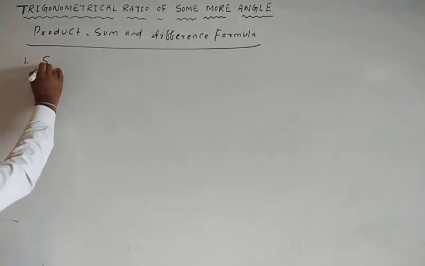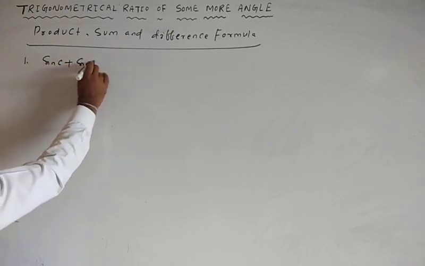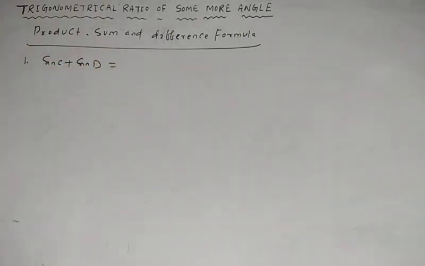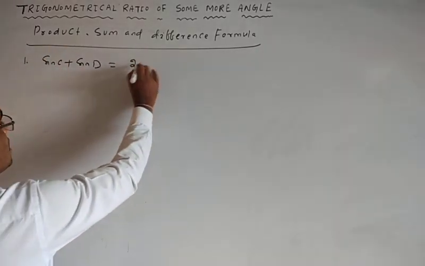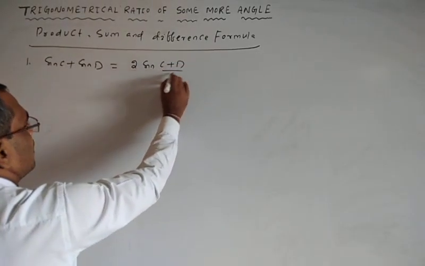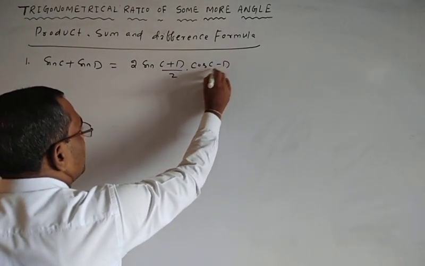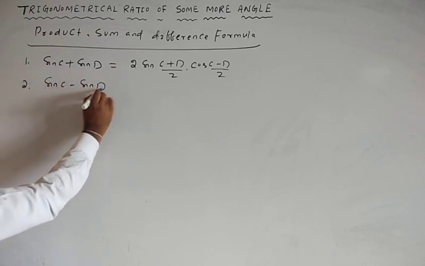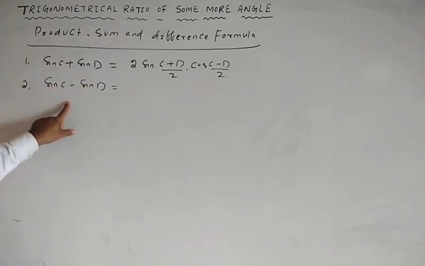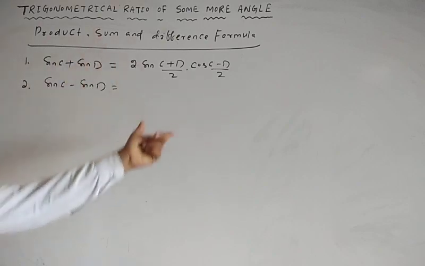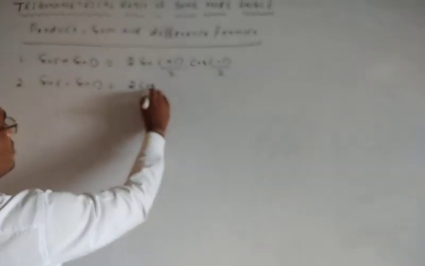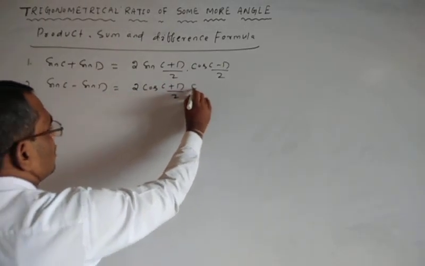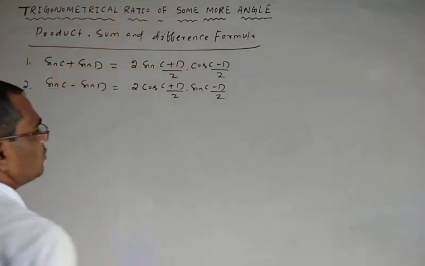Now number 1, sin C plus sin D. So C and D, these are the angles. So sin C plus sin D is equal to 2 sin (C plus D)/2 into cos (C minus D)/2. Number 2, sin C minus sin D. So here minus is there, so first we write cos, then sin. So this is equal to 2 cos (C plus D)/2 into sin (C minus D)/2.